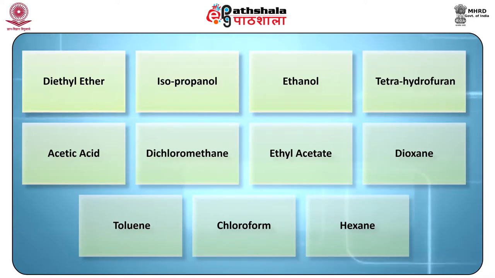In addition, various systematic mobile phase optimization approaches exist, involving solvent classification, selectivity, and the eluotropic series, which is the solvent strength. Solvents like diethyl ether, isopropanol, ethanol, tetrahydrofuran, acetic acid, dichloromethane, ethyl acetate, dioxane, toluene, chloroform, hexane, etc. are commonly used. TLC is usually carried out with a single mobile phase instead of using a mobile phase gradient.